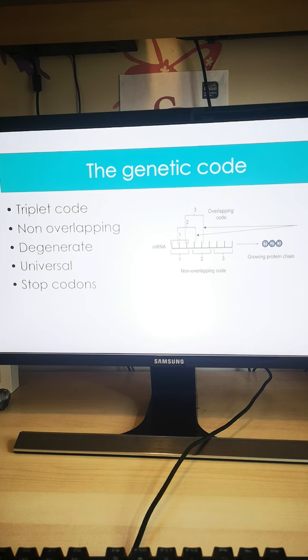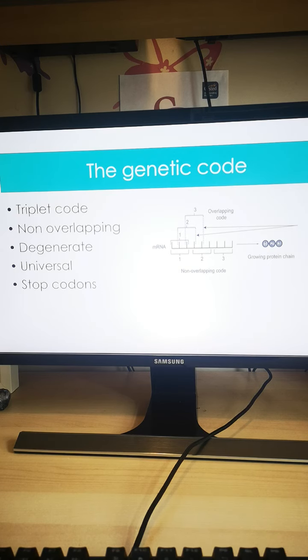Okay, second feature. This one's a little bit more difficult to define. It's a non-overlapping code, and the diagram on the right-hand side is to show that. But when you're asked to explain what is meant by non-overlapping, it's best to think about, for clarity, a description which means that each base is only read once within a codon.